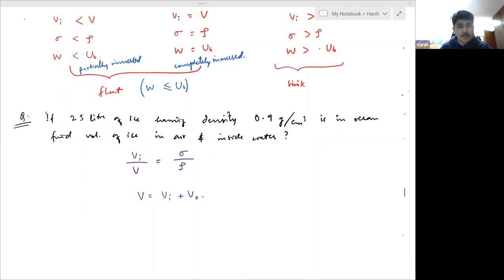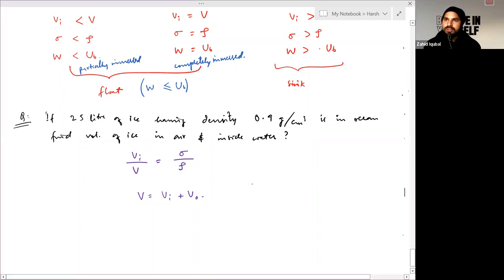Sir, can you repeat what is rho? Rho is density of medium in which object is kept. Okay. Rho is density of water, and sigma is density of object. Yeah. Density of object.